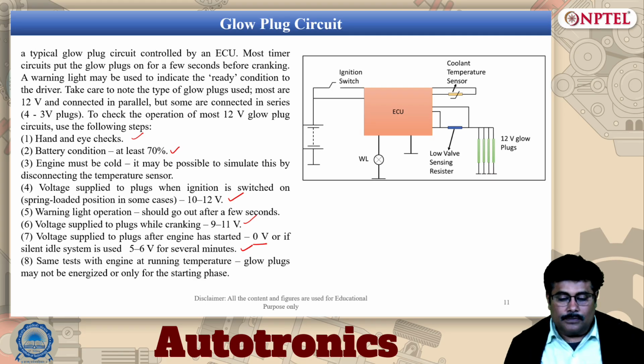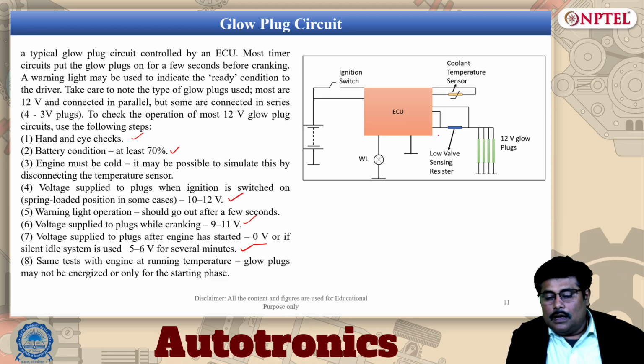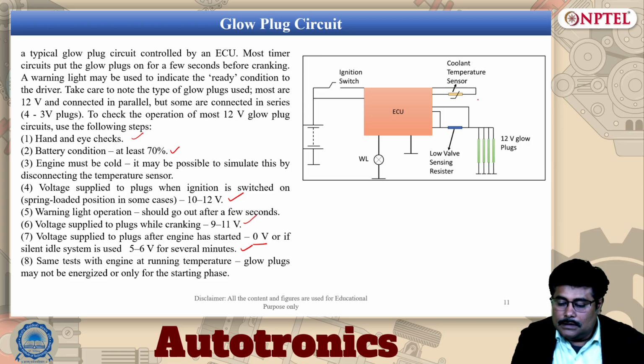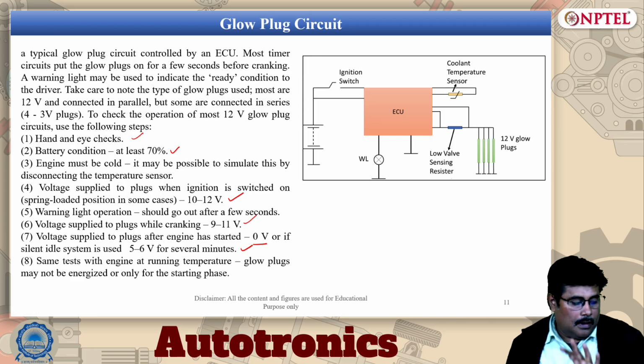Now if you closely observe the overall circuit of a glow plug, in this case we have an ignition switch in place, and then there is an ECU, and then we have a coolant temperature sensor with a low ohm sensing resistor, and 12 volt glow plugs are available within the system. Now let us discuss the engine management fault finding chart in detail.